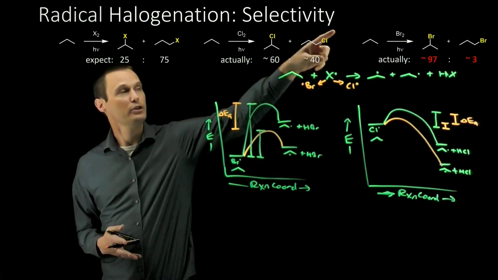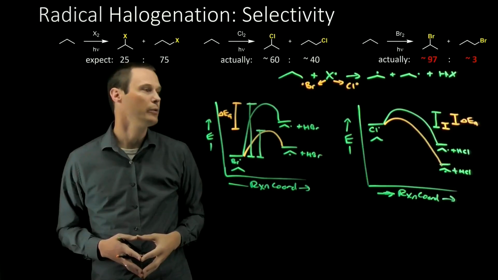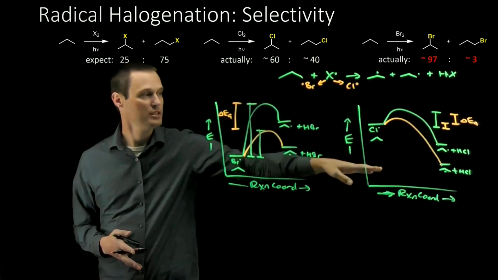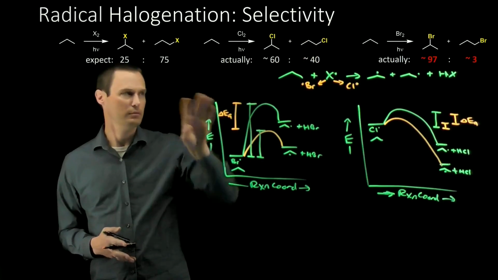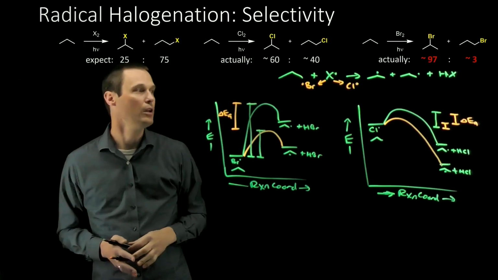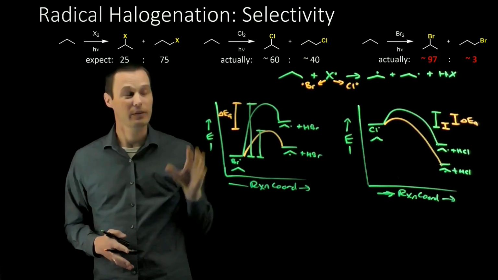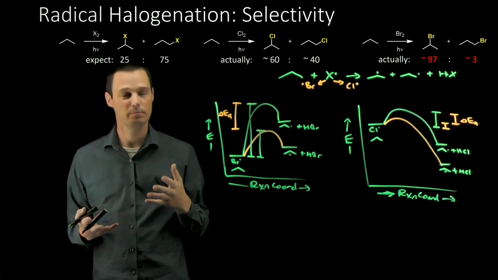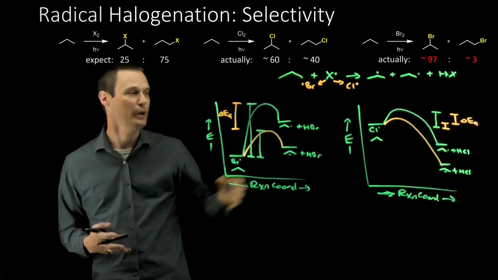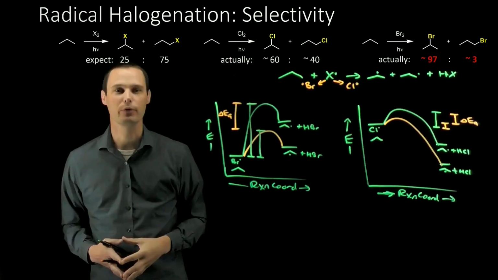Fluorine, on the other hand, is much, much less stable than the chlorine radical, so much less stable that this process becomes so exothermic that, first of all, there really isn't much selectivity at all, but secondly, it's so exothermic that if you actually tried to do the fluorination in lab, you would probably burn down the lab. So we really shouldn't do the fluorination reaction.